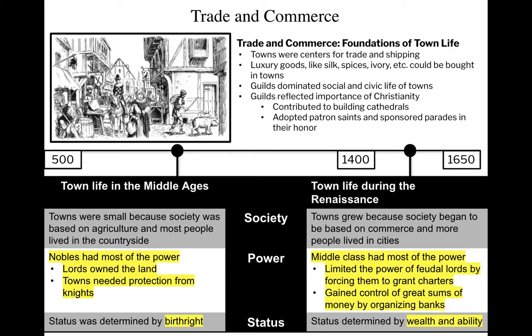So they limited the power of the feudal lords by forcing them to grant charters. So they had to have their own charter where they could control the city, and then they gained control of great sums of money by organizing their own banks.